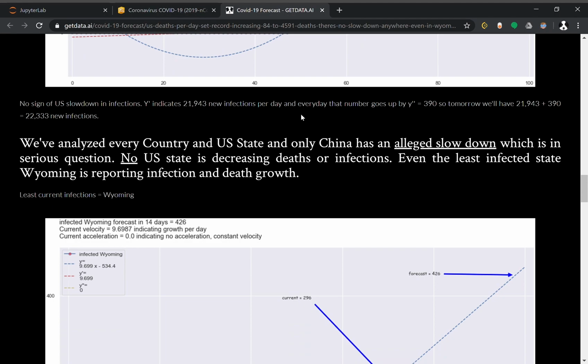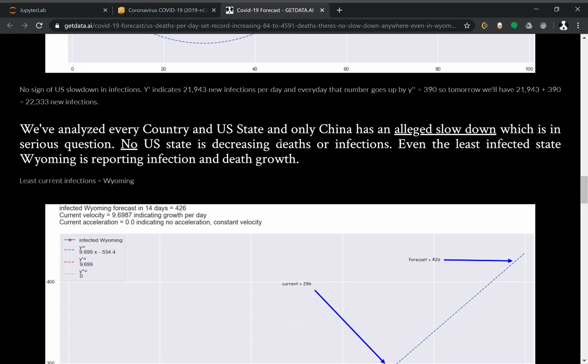let's talk about the slowdown, right? So there are reports that things are slowing down. Some states are doing good. Some states are doing better than others. We should open up in these states. And our research is just exactly the opposite of that, right? So we've analyzed every country in the world. We've analyzed every state in the United States, including territories and ships. And the only place in the world that has any kind of slowdown is China.